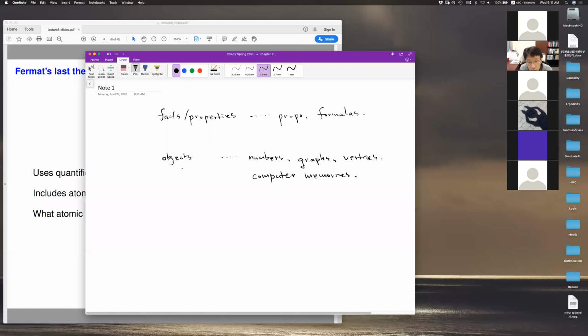With objects, we don't really say they are a property. We can't really say the number 2 is true or false. It's something that we denote, something for which we want to talk about some fact. So one main actor is objects. Another main actor is like in the propositional logic case. In first order logic, we then have another thing which is called properties.